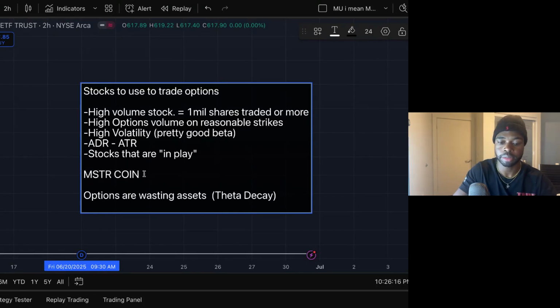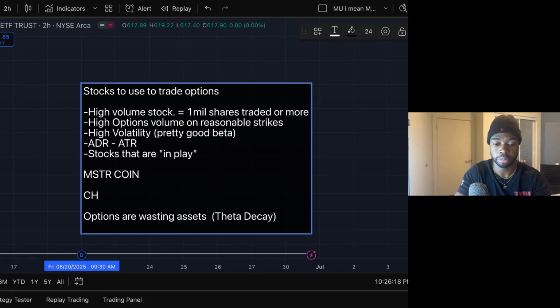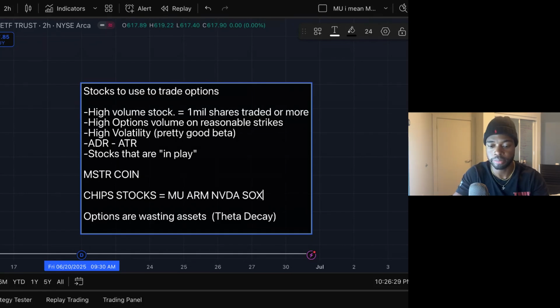But if we're saying chips are in play currently, chip stocks, then we would look at something like MU, we would look at ARM, something like NVIDIA, and then even chip and technology ETFs, exchange traded funds or indices. So something like SOXL. Right.